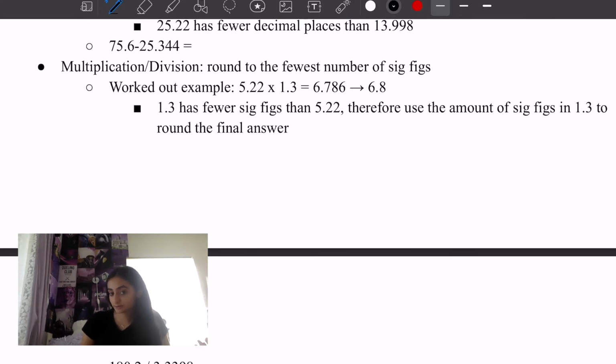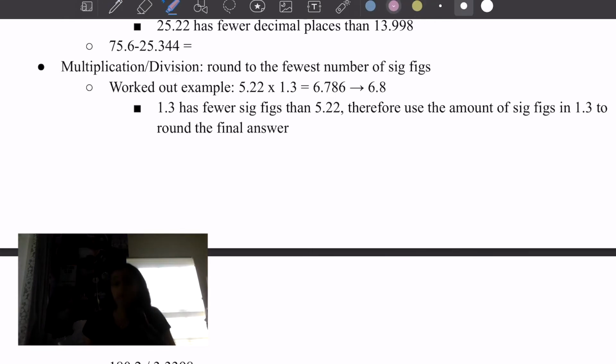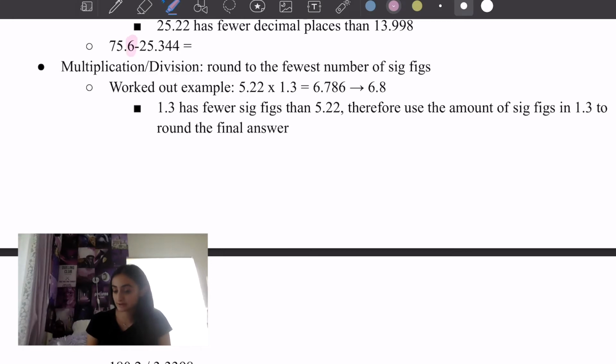So you can try this one with me. We would first plug in 75.6 minus 25.344. And as you can see, 75.6 has 1 decimal place. So you want to ask yourself the question, which number has fewer digits after the decimal place? The answer is 75.6 because there's only 1. So our final answer will only have 1 digit after the decimal place.